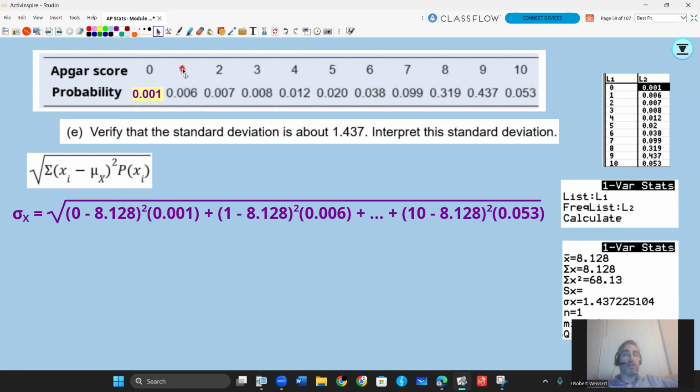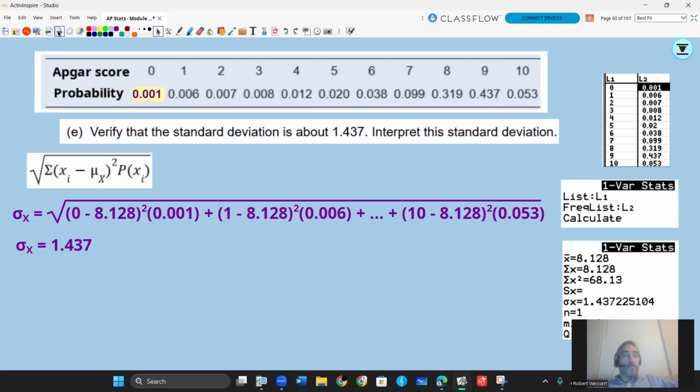So 1 minus the mean squared times its probability plus, and I'm not going to write out all 11 of these, so I'm going to skip to the end, 10 minus the mean squared times 0.053. We already know what the number is as far as showing the work. Just show that you know how to use the formula. You don't actually have to use your calculator to do all 11 of those. That's going to give you 1.437, and then we're going to be asked to interpret it.